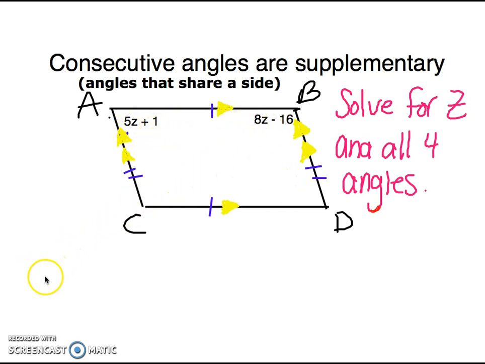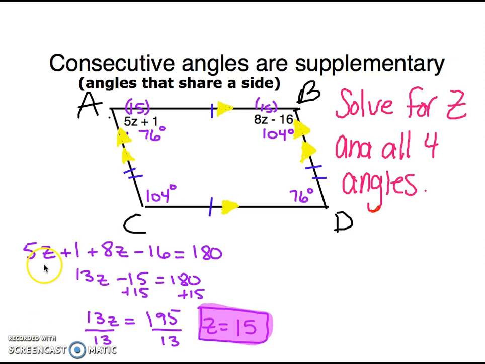So I'm going to pause the video now. You go ahead and see if you can set that up to solve for z, and after you find z, plug that z value in to solve for the other angles as well. So how we solve for this is you should have set up the 5z plus 1 plus the other angle, which is 8z minus 16. We should have set those equal to 180 because they were consecutive angles that were supplementary. And then we just solve for our z, which is what I did here, and you should have found that z equals 15.